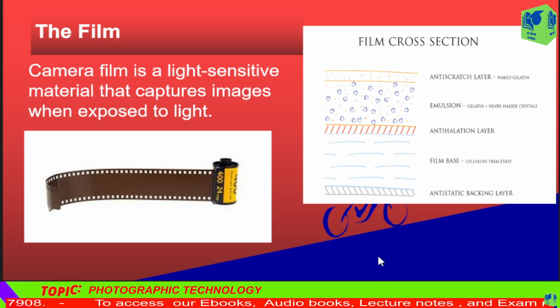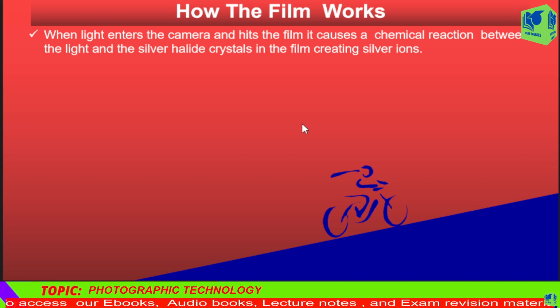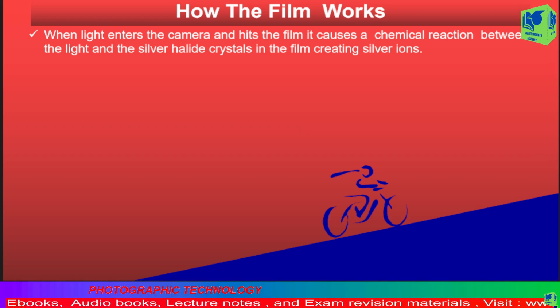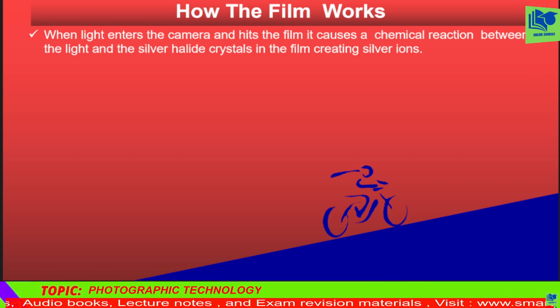How film works. When light enters the camera and hits the film, this light-sensitive material, causing a chemical reaction to happen. This reaction records the image. The sensitivity of the film to light is measured in ISO.